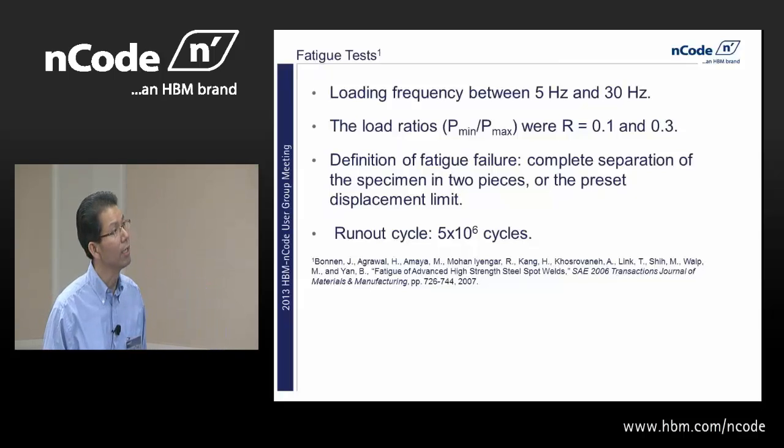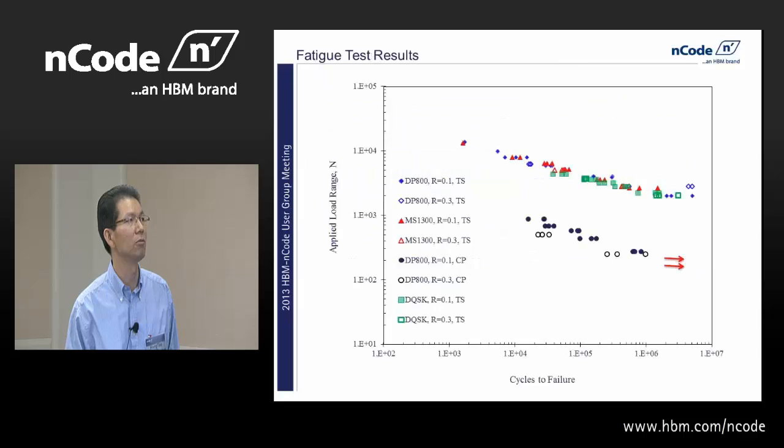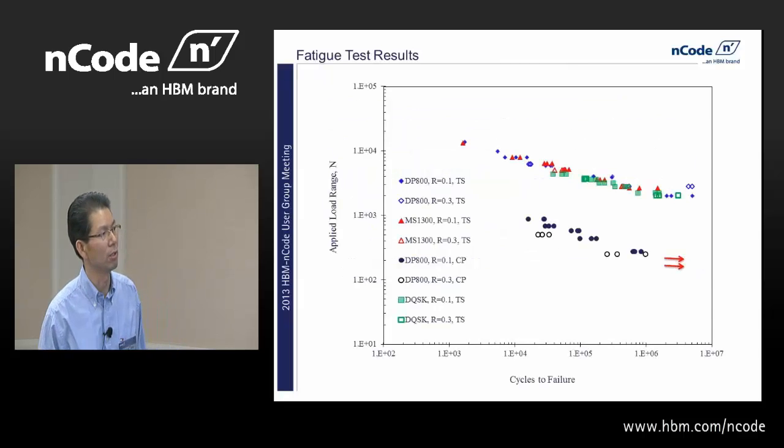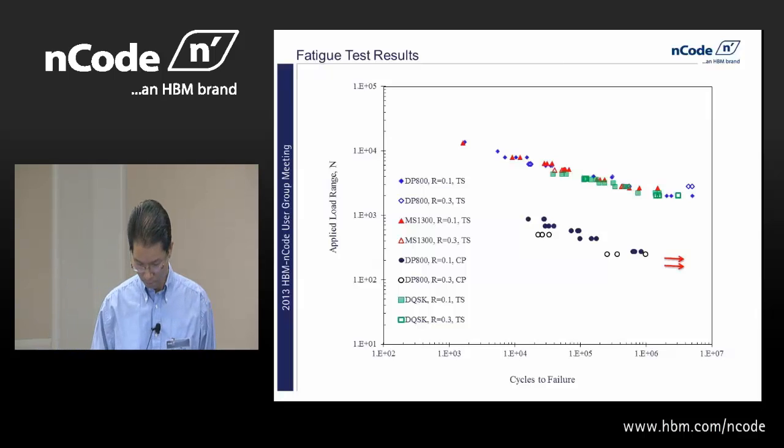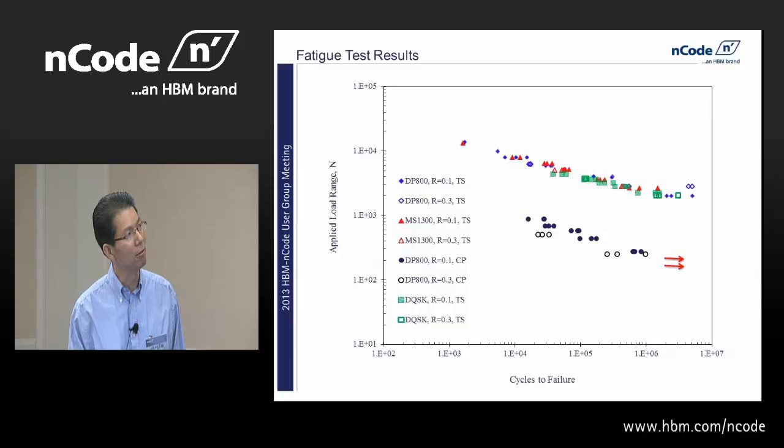This is the data we obtained at that time. This is tensile shear, and this is coach peel. That is the only material we are looking at. We're looking at this region of fatigue, to see whether the SN curve represents the actual case well or whether it needs modification. So we're focusing on this area to modify the SN curves.